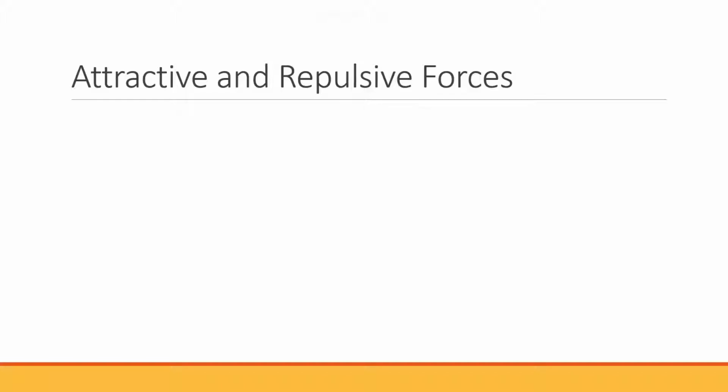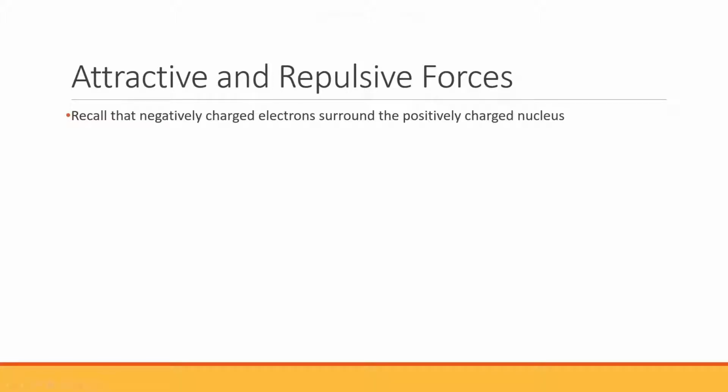Now we're going to talk about the attractive forces that occur when we have electrons and protons. Now we can recall that the negatively charged electrons are going to surround the positively charged nucleus like so. So you'll have your center, which has the nucleus, and it has all the protons and the neutrons. So obviously it's going to be positively charged. And surrounding that nucleus, you're going to have these negatively charged shells. And they're negatively charged because you'll find electrons within these shells.